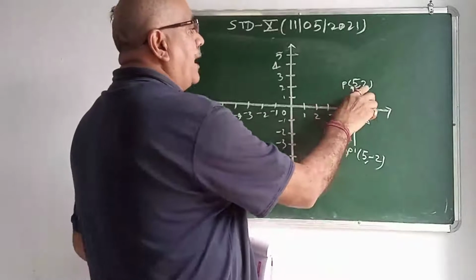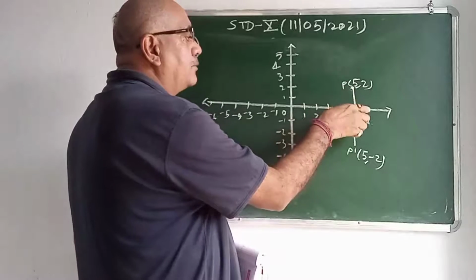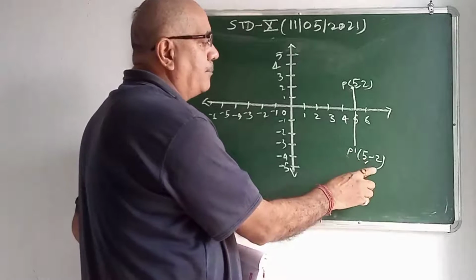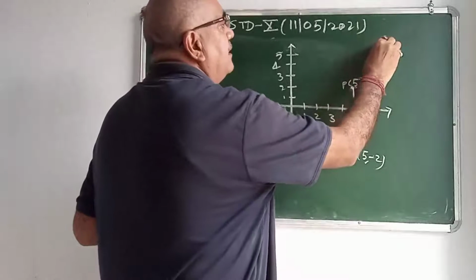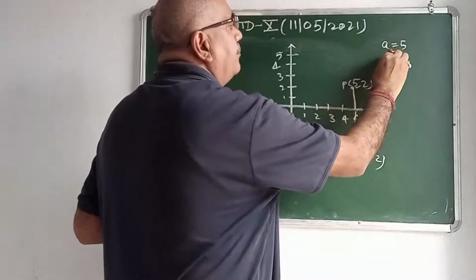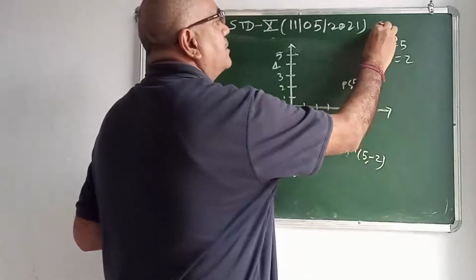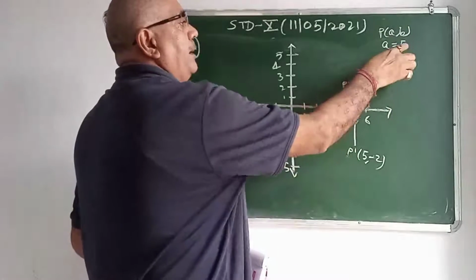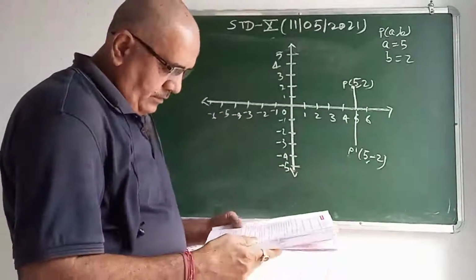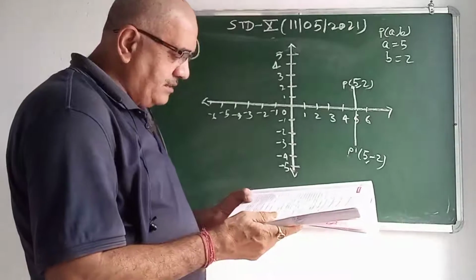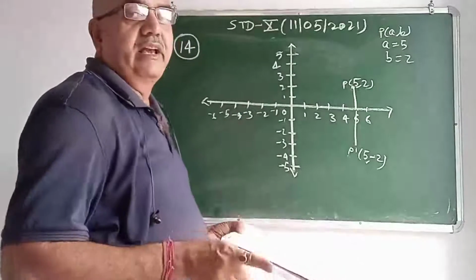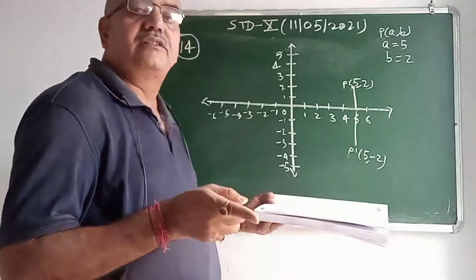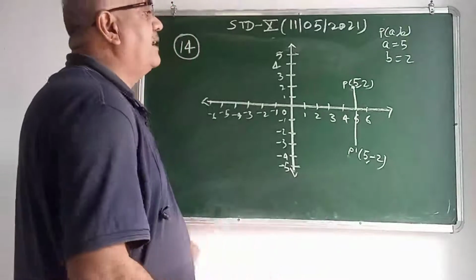Now, P (5, 2), when reflected through the x-axis, we get a point P dash whose coordinate is (5, -2). It means a is 5 and b is 2. Because it is given, we have to find the value of a and b. A we have 5, b 2. Now P dash is the image of P. P double dash is another point which is the image of P when reflected in the y-axis.